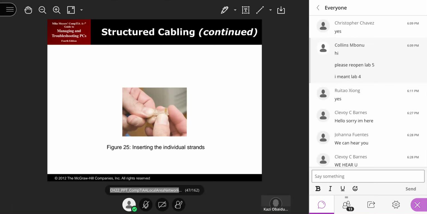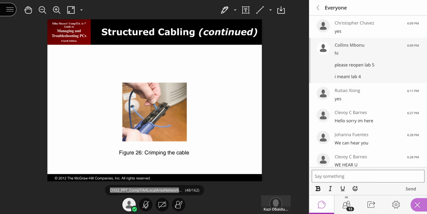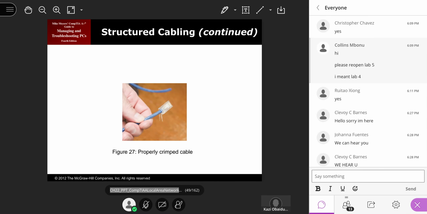So, and then inserting individual strands, insert it, then done. We can create it, right? Something, and then use the plier, punch it, then set. Look, we set this one. So it's very simple. Okay, it's very simple. Anyone can do it, but we have to do it very carefully.